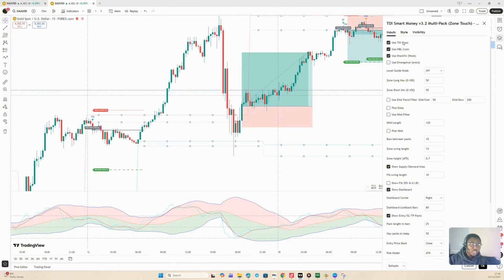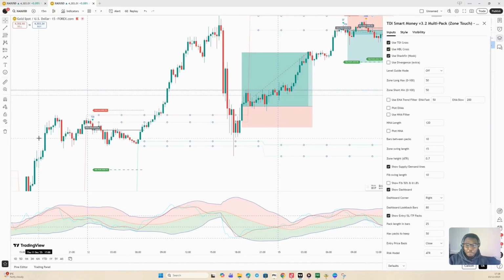Okay, so the same indicator, the same process as I've shown you on MT4 also applies. TDI cross, market baseline, shark fin, level guide. You can decide to turn it on or off. You can use EMA. In this case, I decide not to use EMA because you get more signals here, and I will show you what that means.